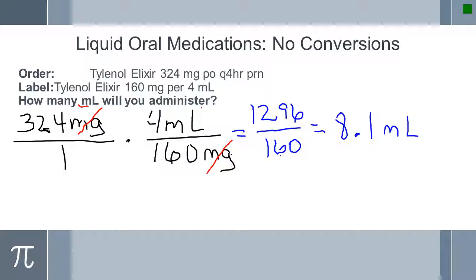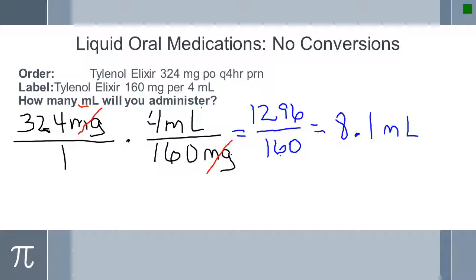Sorry, the pen doesn't want to work. And then I put the wrong thing. Let's try this again. I have 324 milligrams. And we're going to put that by itself.